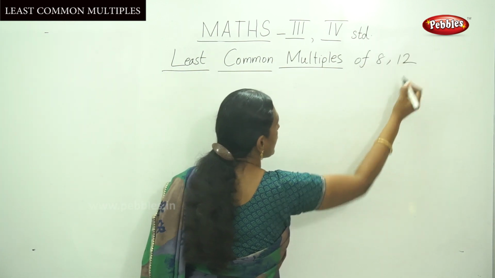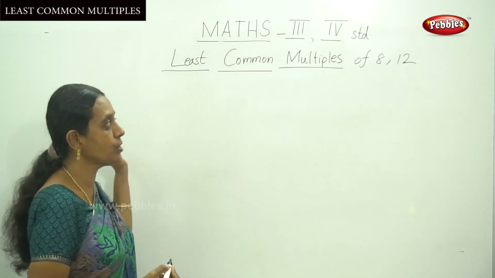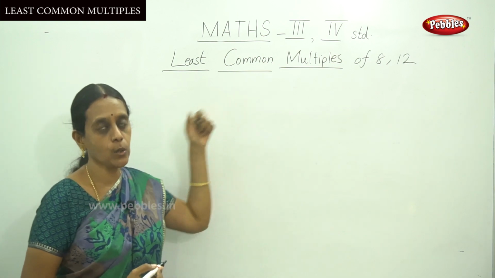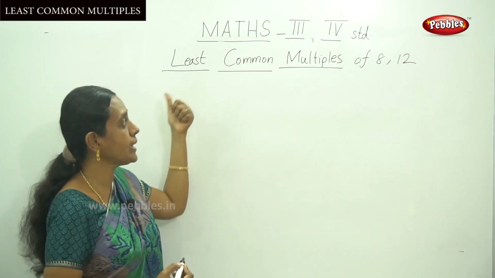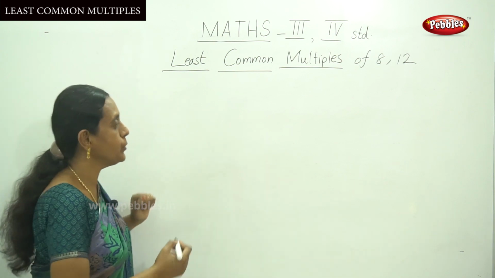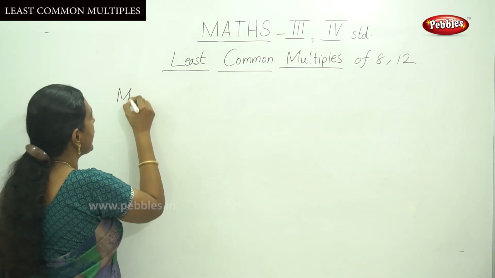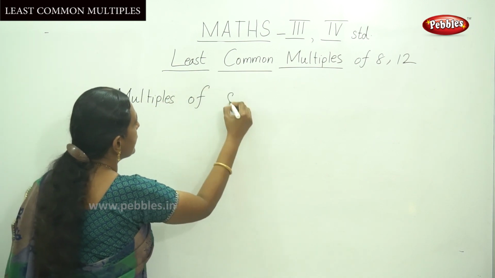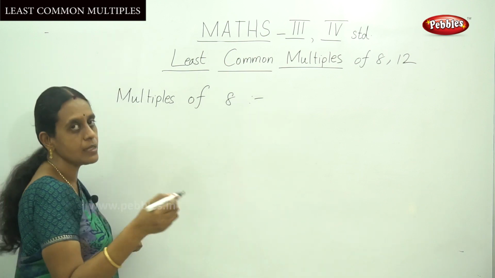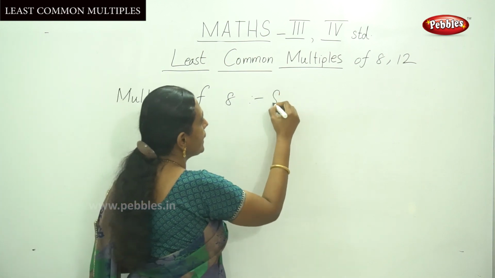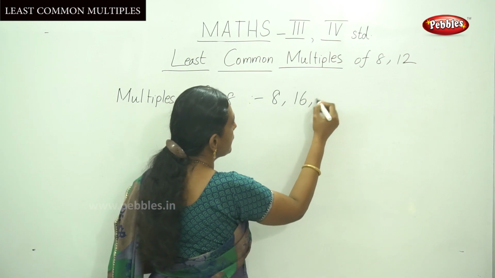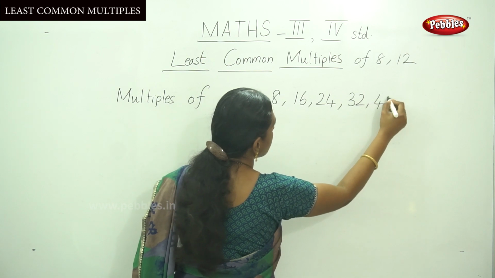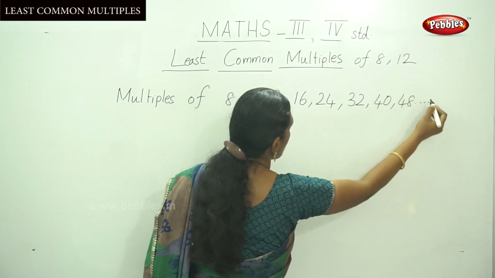Okay, that means we are going to write the multiples of 8 first and the multiples of 12, and we should take out the common multiple and find out the least common multiple. Okay, let me do it. Multiples of 8. You have to say the 8 table: 1 8 is 8, 2 8s are 16, 3 8s are 24, 4 8s are 32, 5 8s are 40, 6 8s are 48 and so on.